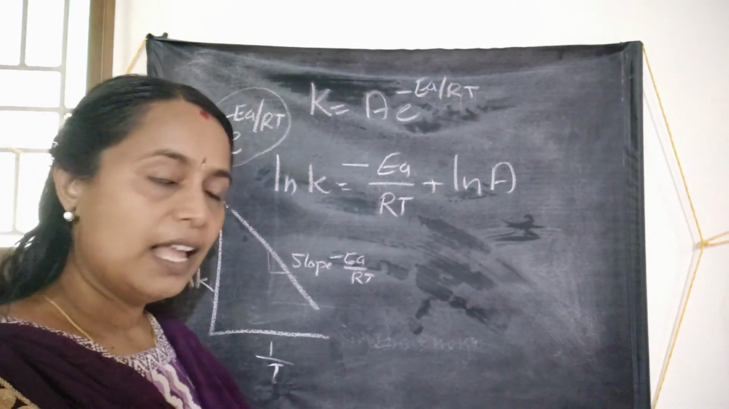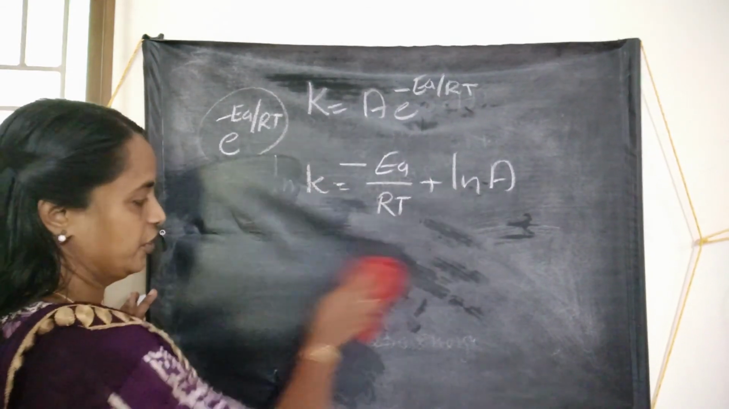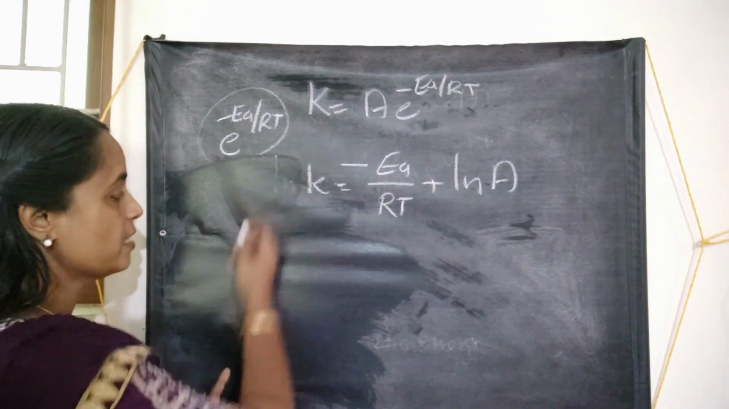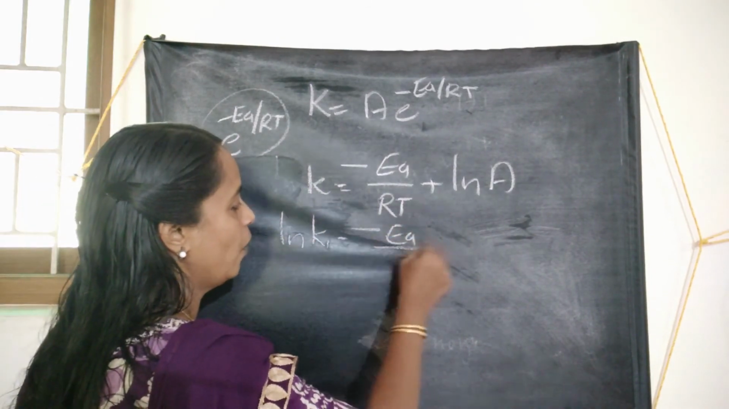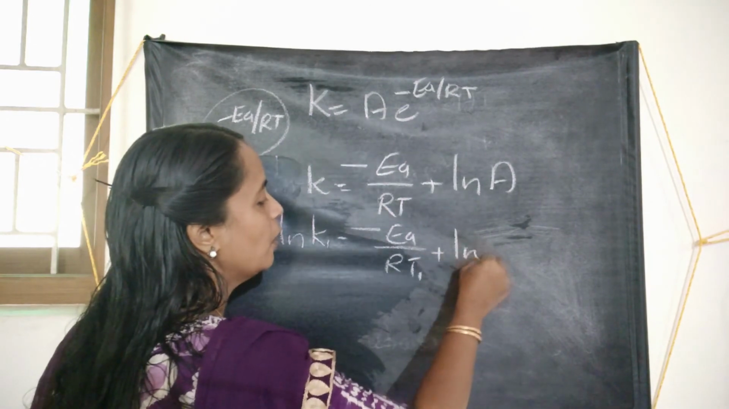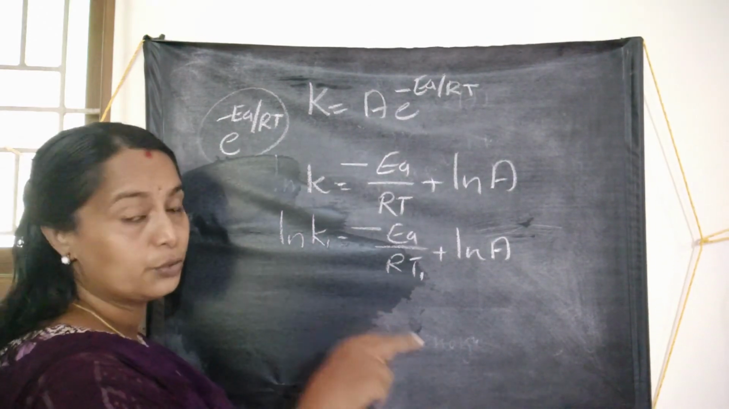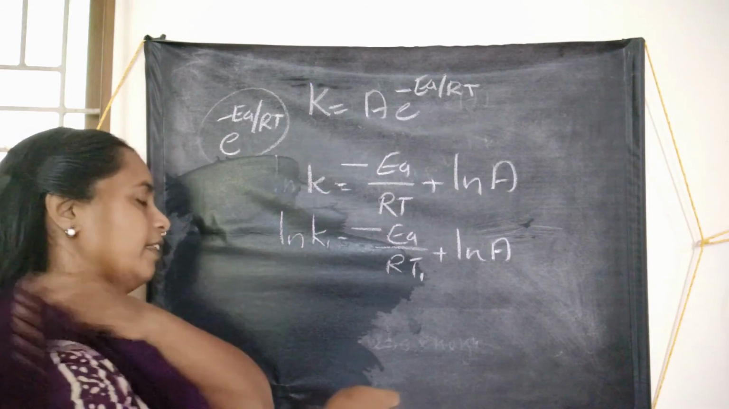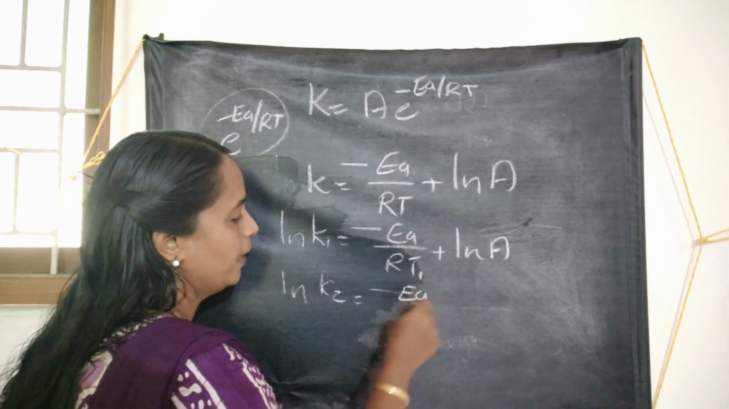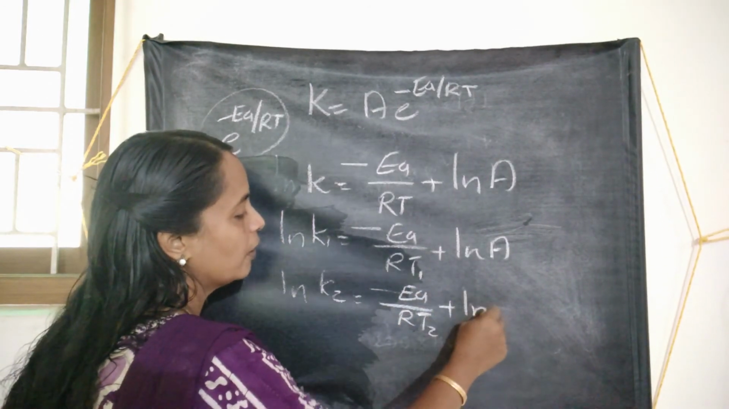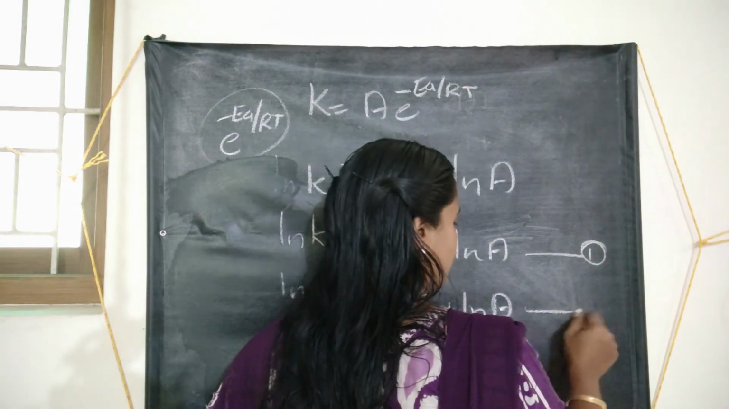Okay, at a temperature T1, the equation can be written as natural log of K1 is equal to minus EA by R T1 plus natural log of A, which is constant. And at another temperature T2, the equation can be written as natural log of K2 is equal to minus EA by R T2 plus natural log of A. Let this equation be 1 and this equation be 2.